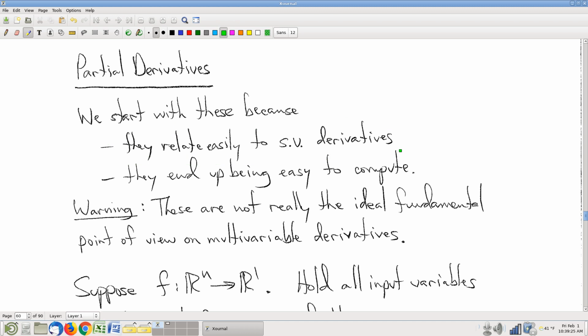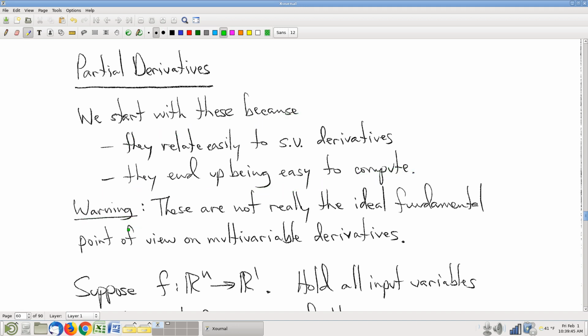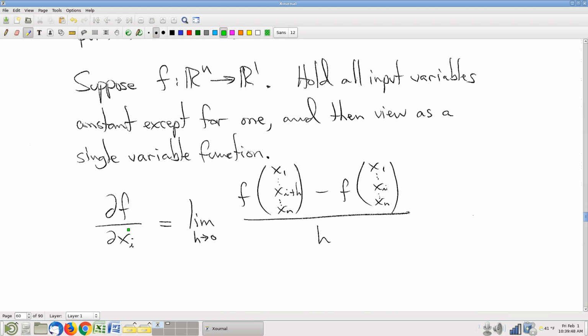Again, I feel it necessary to point out that just because it's easy doesn't mean it's right. Okay, so be aware, again, warning, right? This is just one of many points of view. Please don't go too all in on partial derivatives. Okay, enough of that. So here's how you define a partial derivative. We've got a function of multiple variables, multiple input variables. How do you define derivatives when you have multiple input variables?